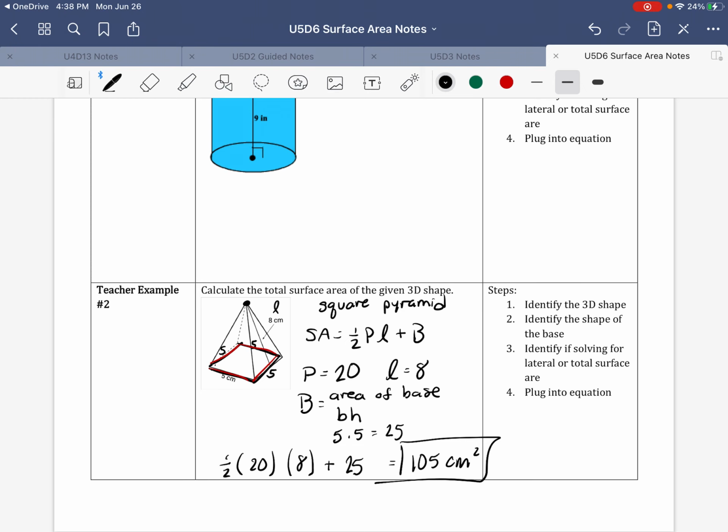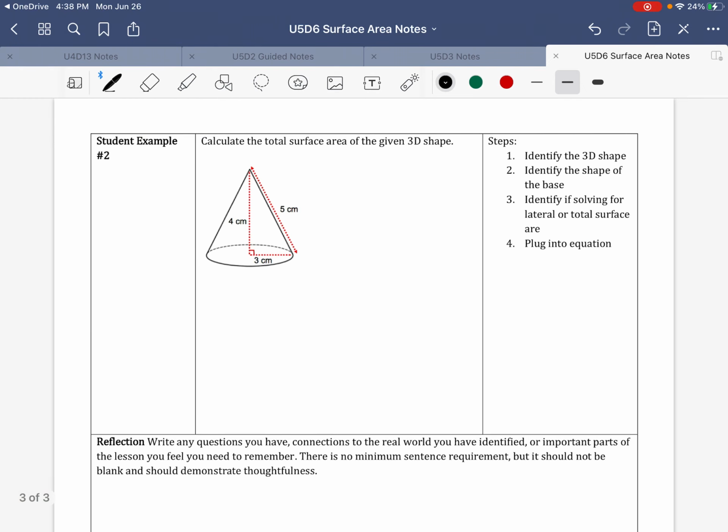Try student example number 2 on your own. Okay. And when you're done, make sure and do your reflection.